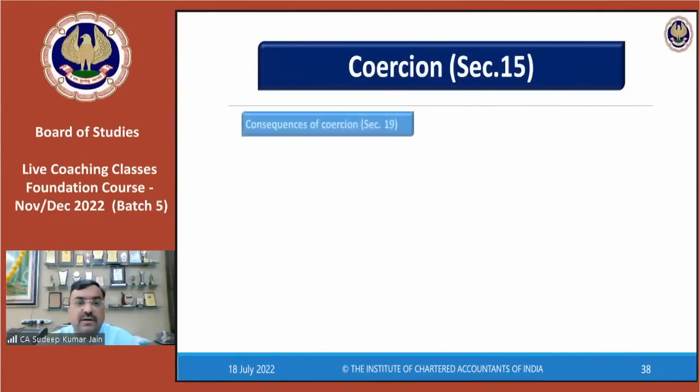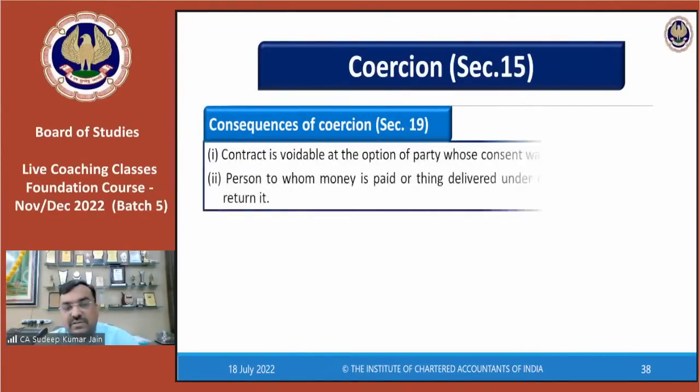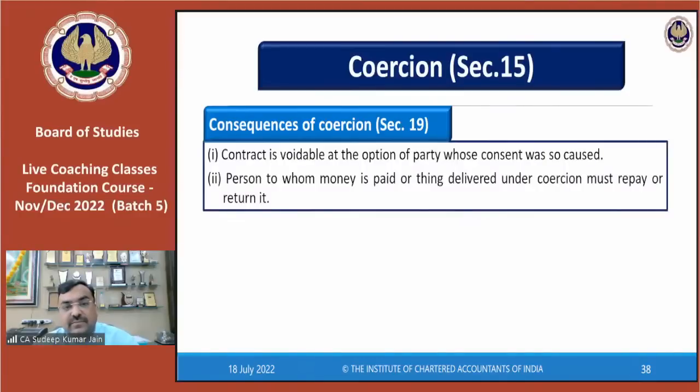What are the consequences of coercion? Section 19 says, the contract is voidable at the option of the party whose consent was so caused, and the person to whom money is paid or thing delivered under coercion must repay or return it.